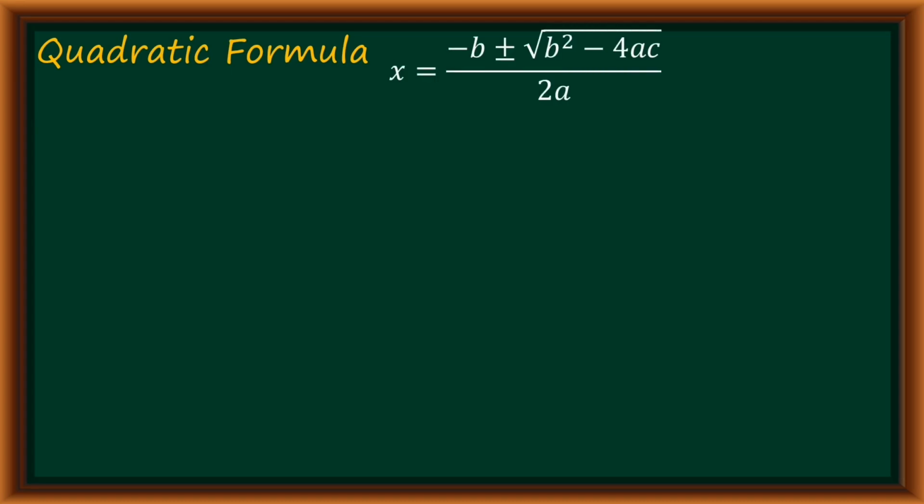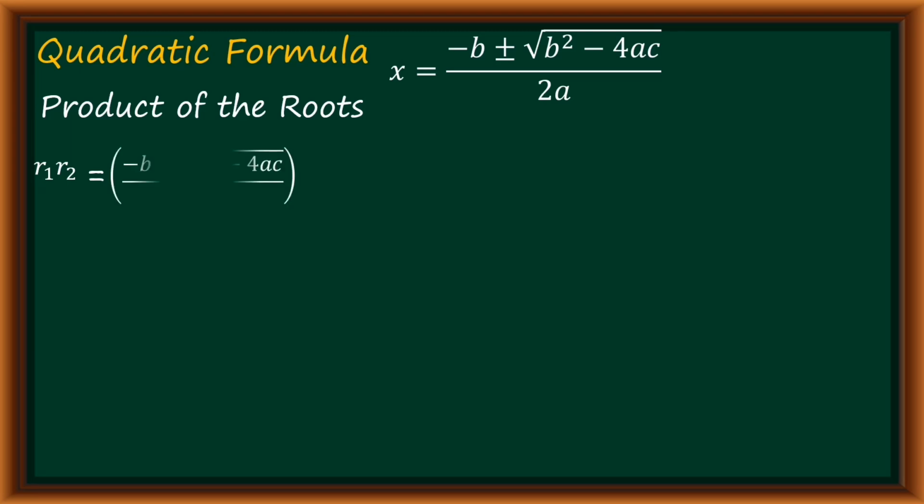Doing the same process, let us use the quadratic formula x is equal to negative b plus and minus the square root of b squared minus 4ac all over 2a in discovering the product of the roots. Let us denote the product of the roots as r sub 1 times r sub 2. Then, let us separate the roots of the quadratic equation as negative b plus the square root of b squared minus 4ac all over 2a. And then the other one is negative b minus the square root of b squared minus 4ac all over 2a.